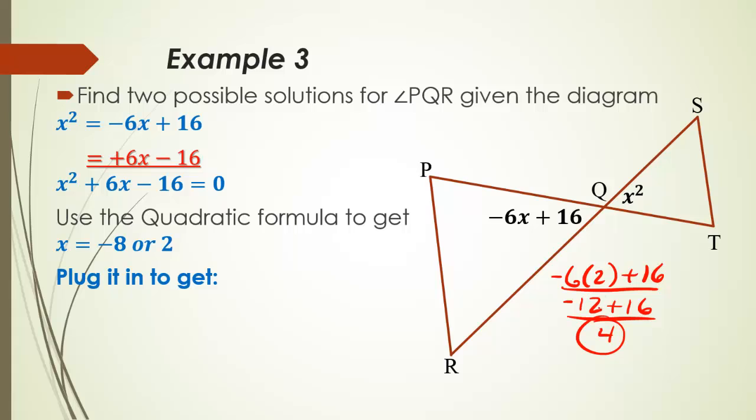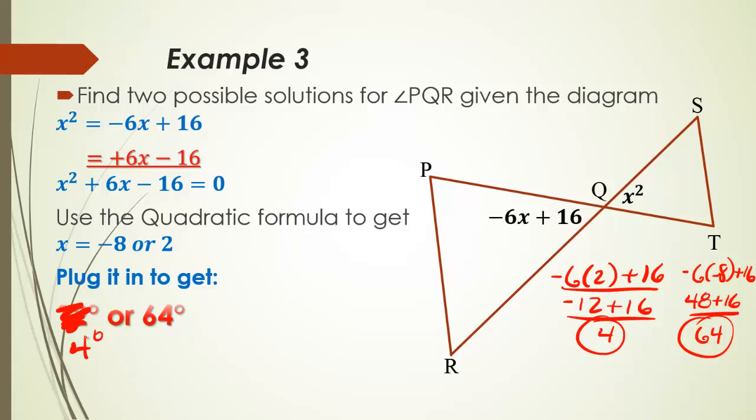So that's 4. And by the way, if you want to check it, if I plug 2 in up here, 2 squared is 4. So same answer. Or I could do negative 8. So negative 6 times negative 8 plus 16. Negative 6 and negative 8 is a positive 48 plus 16, which is 64. And again, if I use negative 8 squared, it's a positive 64. So we can get, shouldn't be 12, should be 4 degrees. Sorry, my mistake. So it should be 4 degrees or 64 degrees is your answer.